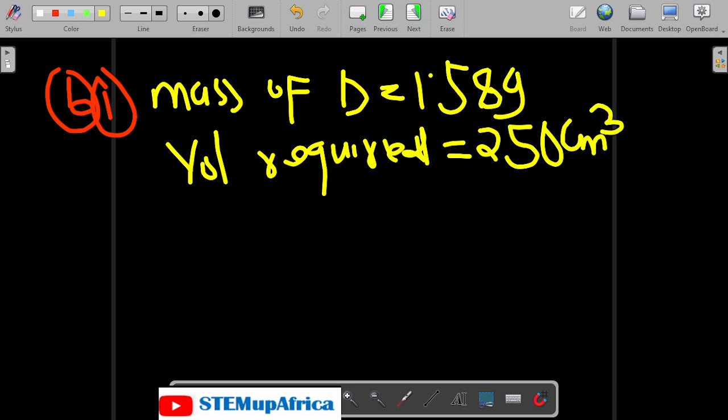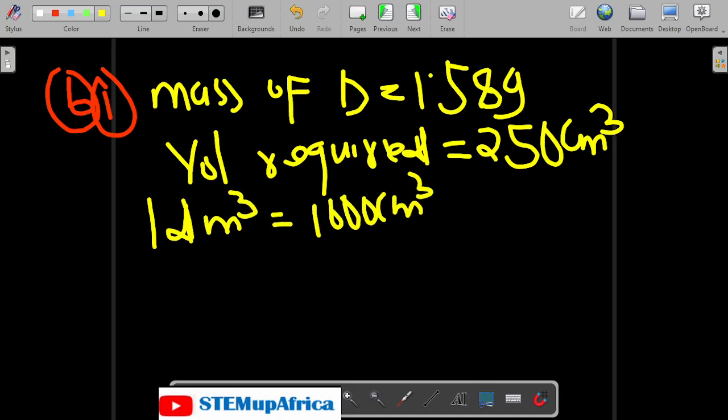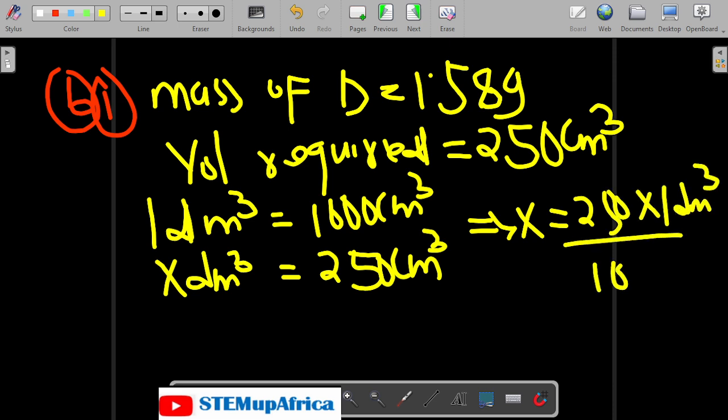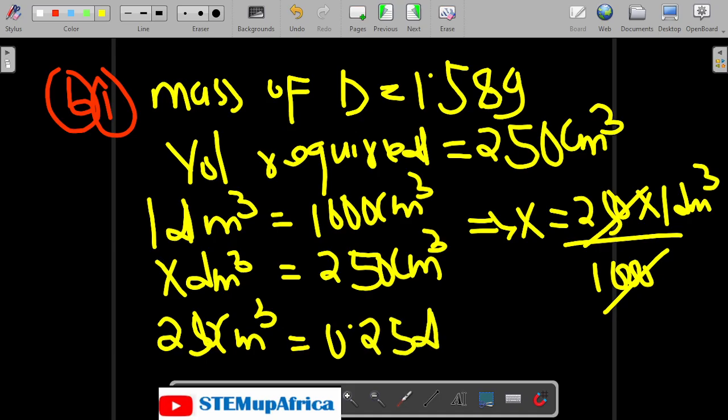The volume required to dissolve the 1.58 g is 250 cm cube. So we are asked to calculate the concentration in grams per dm cube, but the volume here is in cm cube. I need to convert it. I know that 1 dm cube is equivalent to 1000 cm cube. So how many dm cube is 250 cm cube, the required volume? My x will be 250 times 1 dm cube divided by 1000 cm cube. If you cancel, 250 cm cube is equivalent to 0.25 dm cube.